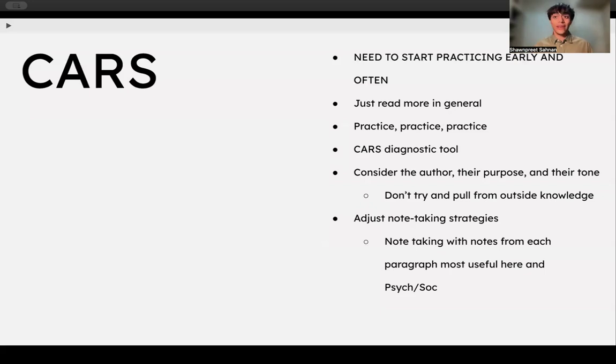Read more in general. It really does help. I have a lot of friends who had a really rough time with this. They just started reading more in general, read some philosophy. It's great. You read Western philosophy. It's pretty densely packed stuff. Read some Nietzsche, read some Kant. It's good stuff. They love testing on Nietzsche and Kant.